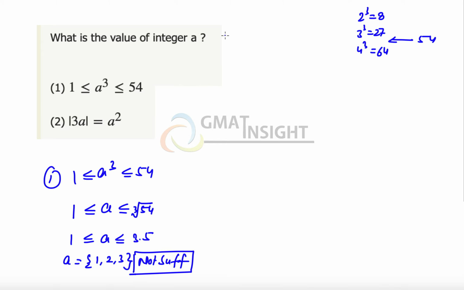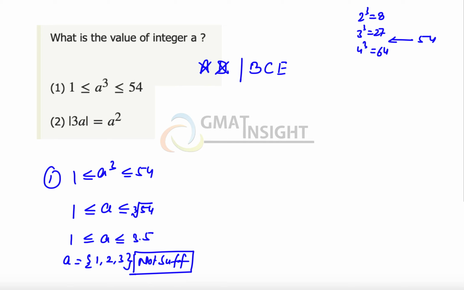Having said that, A and D, these two options, can be crossed off together because they either died together or they lived together. Now we have only 3 options left: B, C and E. Now let's look at the second statement.